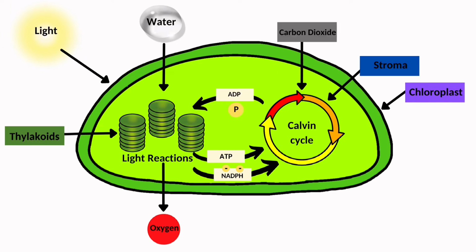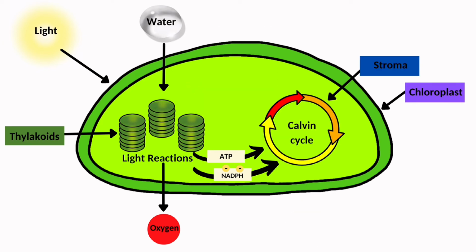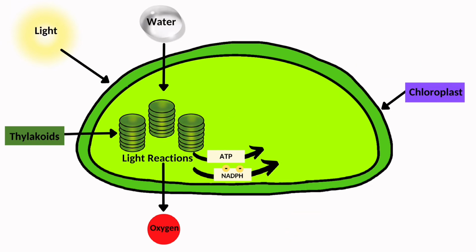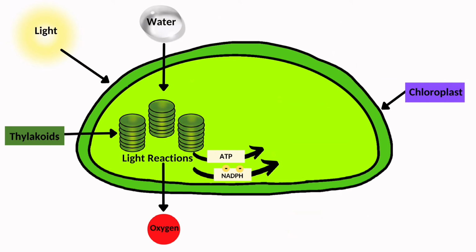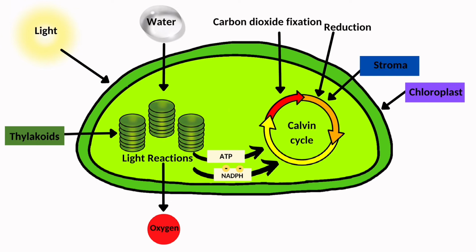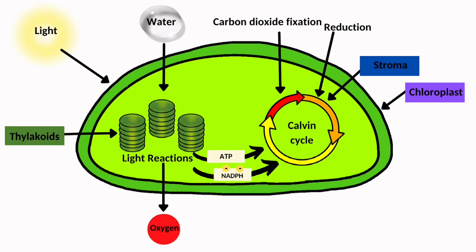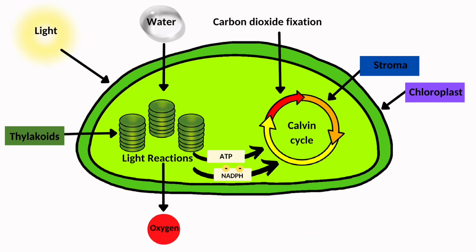Basically, ATP will become ADP and NADPH will become NADP+, and they will go again to the thylakoids for the series of light-dependent reactions. In the third stage, regeneration, it needs to produce 5 carbons for the series of carbons of the Calvin cycle. It needs to have 6 turns to produce carbohydrates. Carbohydrates or sugar are the product of the Calvin cycle.